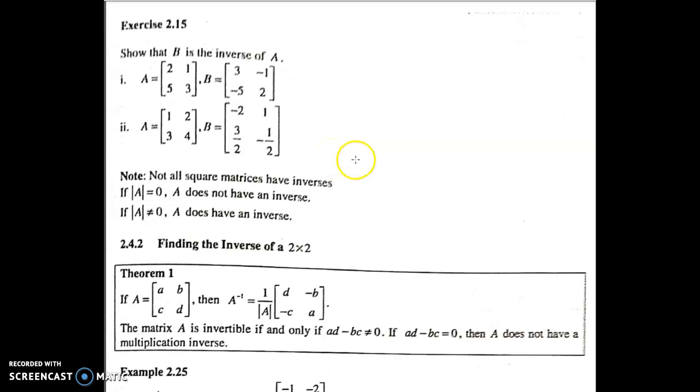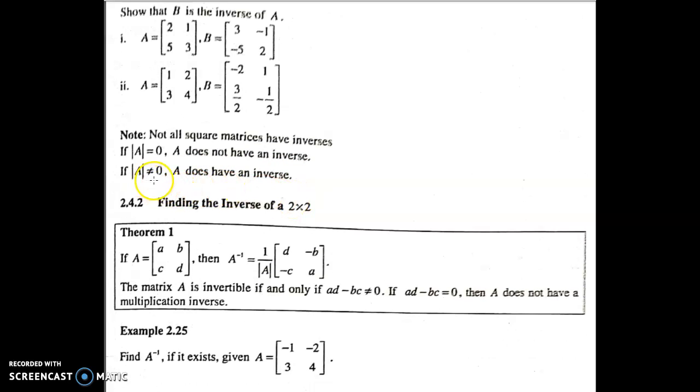And on a side note, just to know whether that particular matrix has an inverse or not, because not all square matrices have inverses. If you calculate the determinant and you get 0, like we did before, it indicates that that matrix does not have an inverse. But otherwise, it means that it has an inverse.